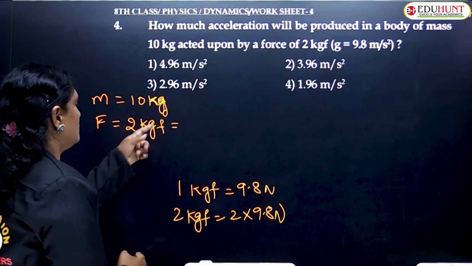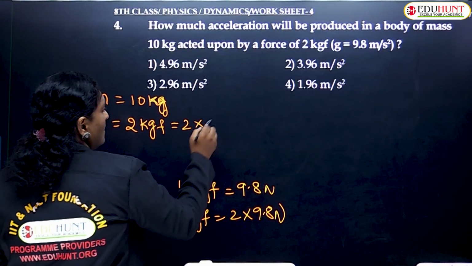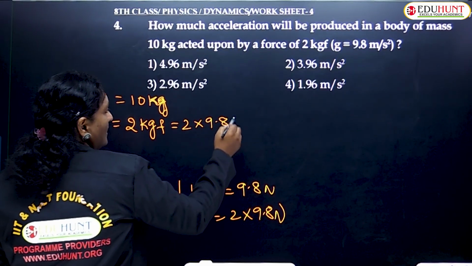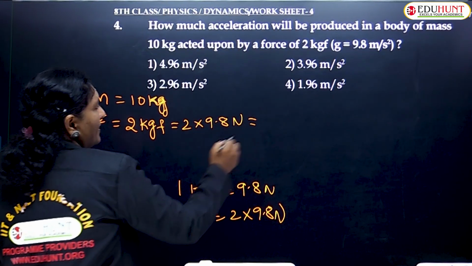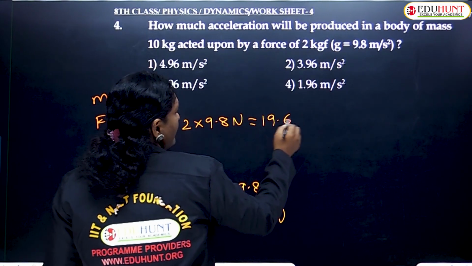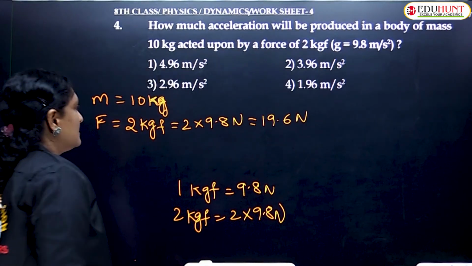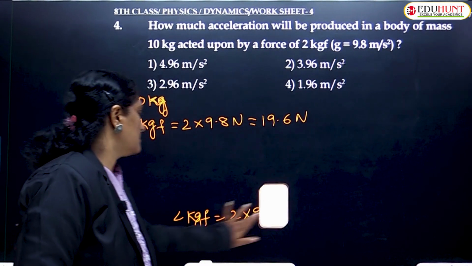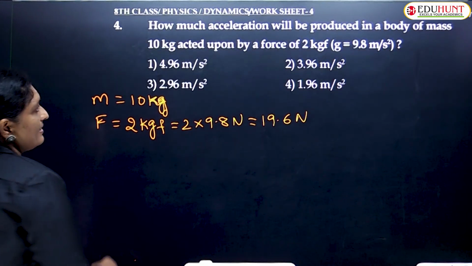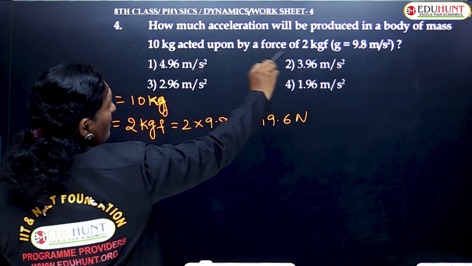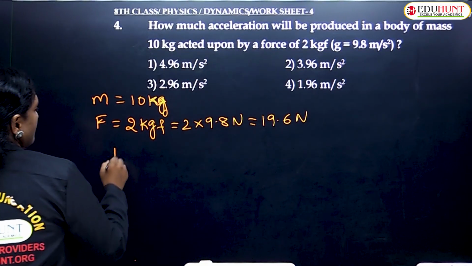So here what is given? 2 kgf, so 2 into 9.8 Newton. 2 into 9.8, how much? It is 19.6 Newton. So mass is given, force is also given, so you can find out the value of acceleration.